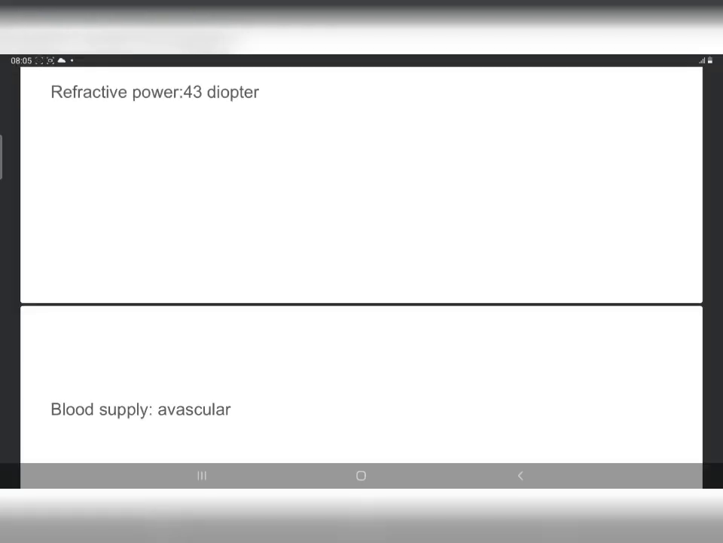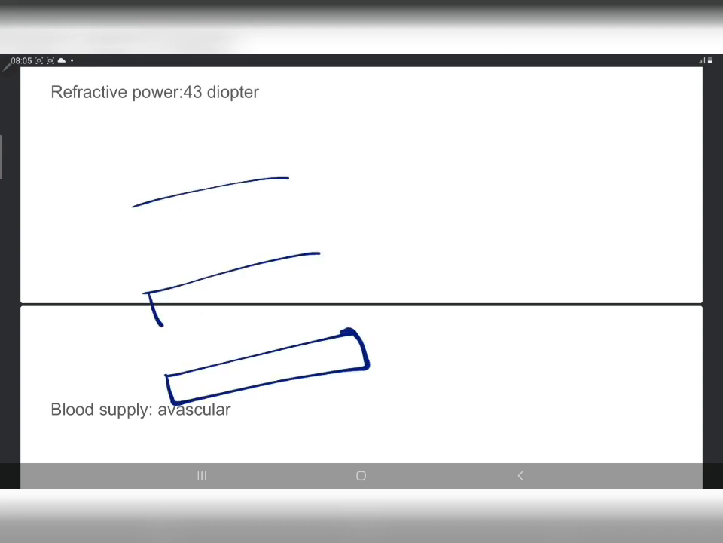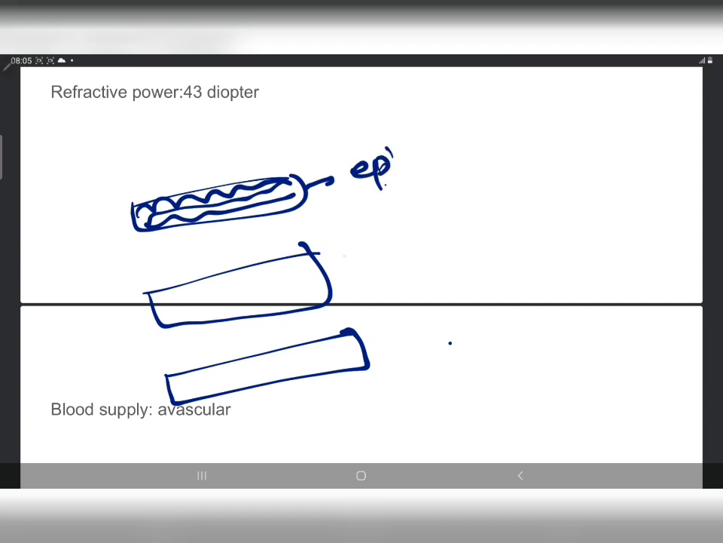Now let us talk about the microscopic structure of the cornea. You can see over here there are three main components: the epithelium, the stroma, and the endothelium.